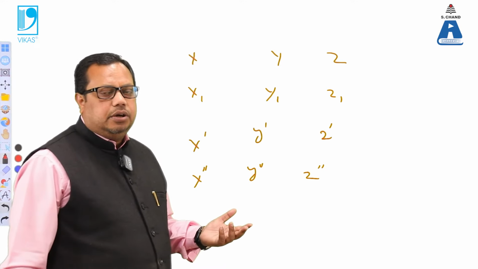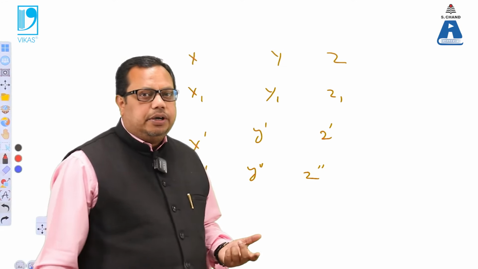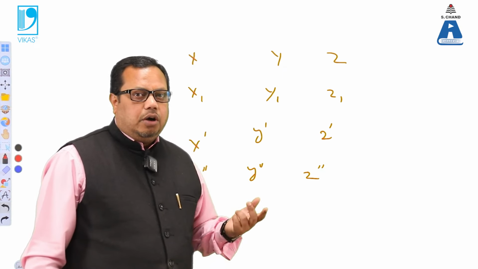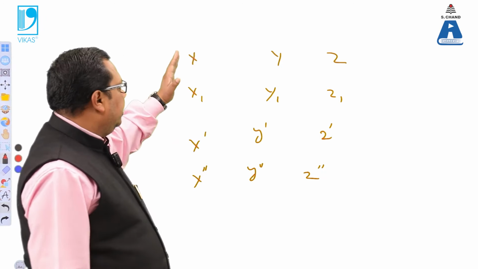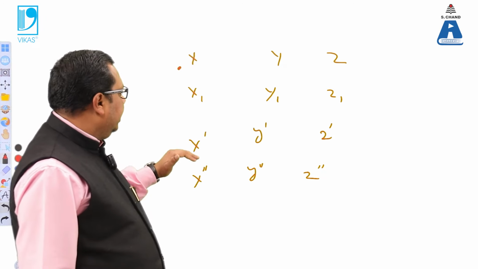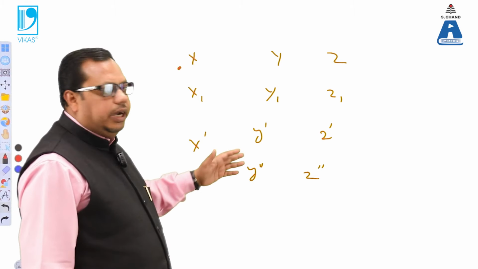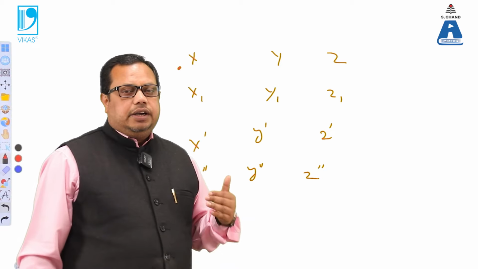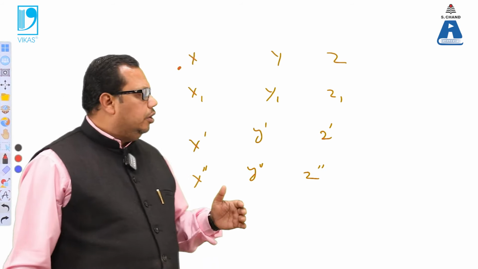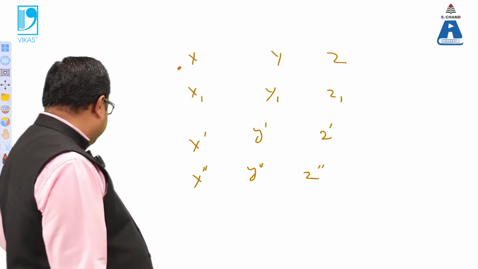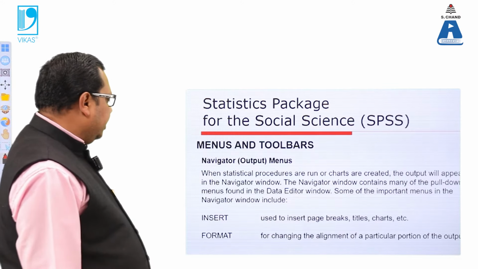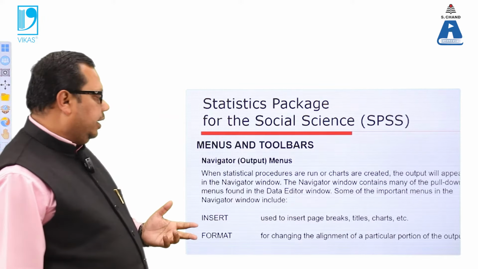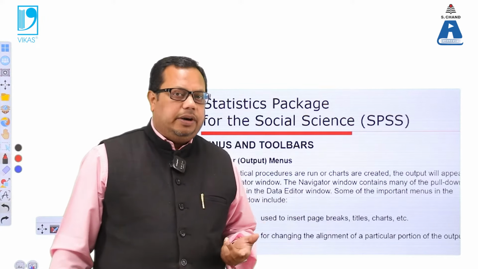It depends upon how I am using the operator, what kind of operator I am using, and what the values of the variables are. I can write x to x1, I can write x dash to x double dash, y dash to y double dash, z dash to z double dash. So when the data varies, we can use any particular calculation here. Then inserting means we insert the particular value, and then format. Anytime we can change the format.